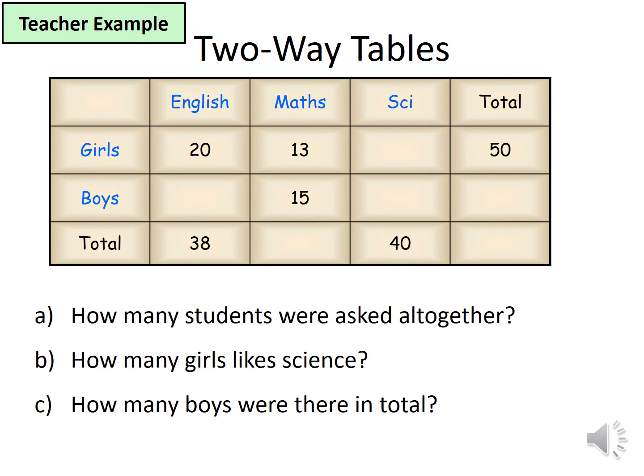Okay, so what we need to do is, if you can look at the table, you'll see that we need to fill in the missing bits of information. So we're just going to use some simple operations of subtraction and addition to find the missing information.